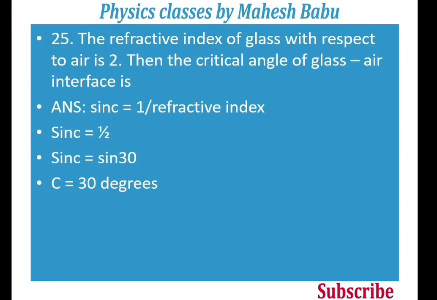Next question: the refractive index of glass with respect to air is 2. The critical angle of the glass-air interface is, we know the formula for critical angle: sin C equal to 1 by refractive index. Refractive index they have given is 2. So sin C equal to 1 by 2. 1 by 2 is sin 30 degrees. So sin C equal to sin 30 degrees, then C equal to 30 degrees.